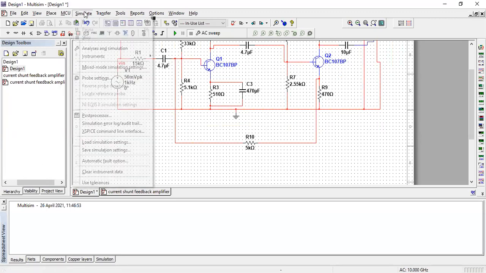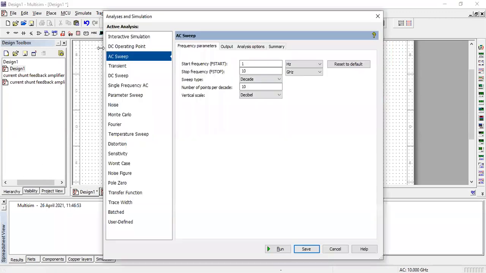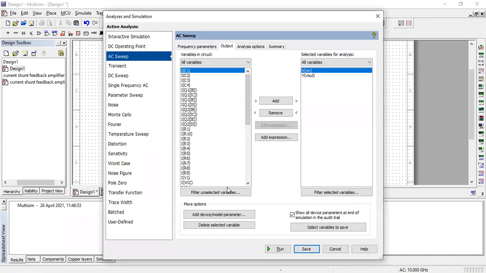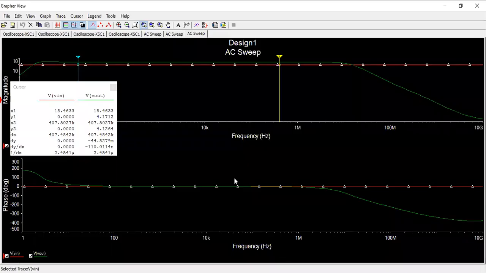So I'll go to simulate analysis. Everything is there. Initially you have to keep the frequency parameter here in decibels. Output parameters you should add, because I have already added it, it is available here in the variables. Otherwise you need to add them. So run. So this is what you are getting. 4 dB gain you are getting. Okay, maximum 4. So charts I am getting.